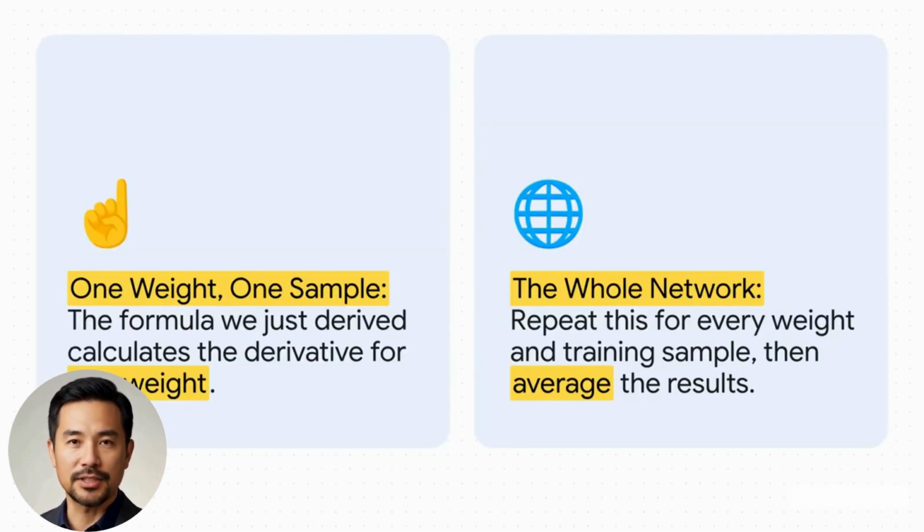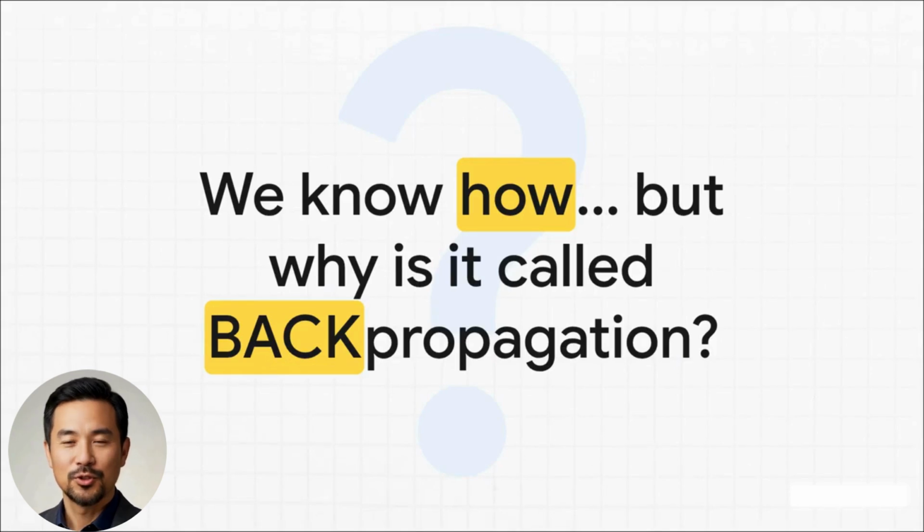Now, of course, we just did all that work for one tiny weight. So what does the whole network do? It runs this exact same calculation for every single weight inside it. Then it does that for every single piece of training data, and it averages all those results together to get the final game plan. So we did it. We cracked the code and we figured out how the gradient is calculated.